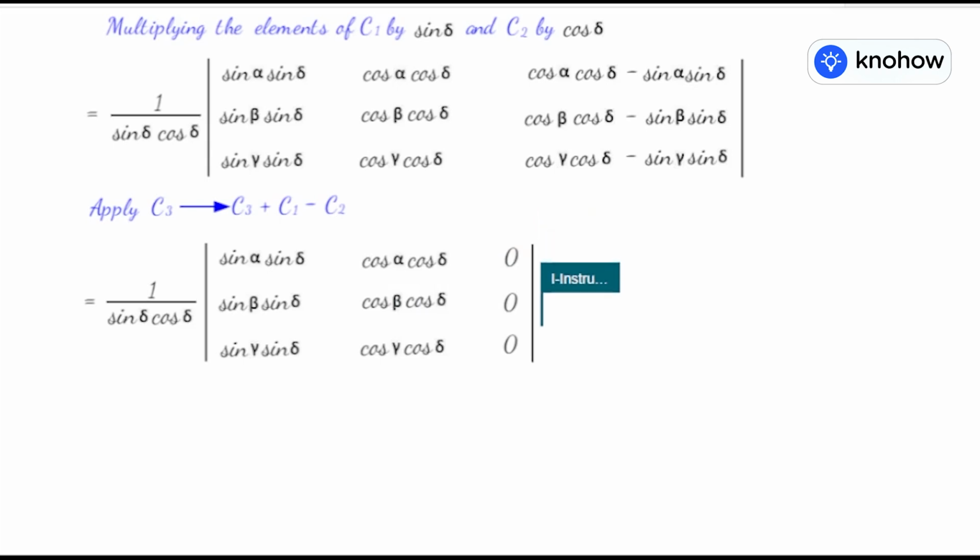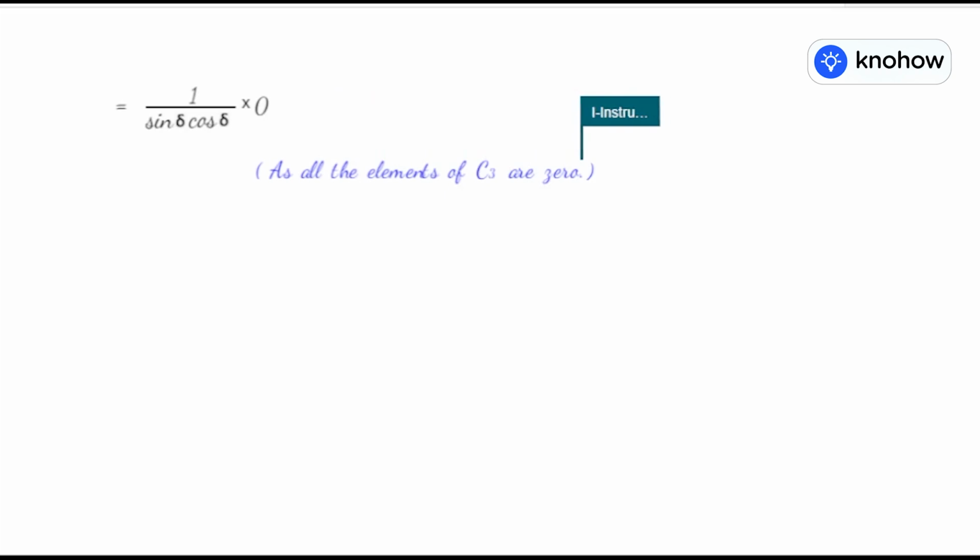And if it is so, then outside you have 1 upon sin delta cos delta, and the value of the determinant will be 0. Why? Because all the elements of column 3 are 0, and if all the elements of any one row or column are 0, then it is 0. So finally the value of the given determinant is 0, which is the required right hand side.